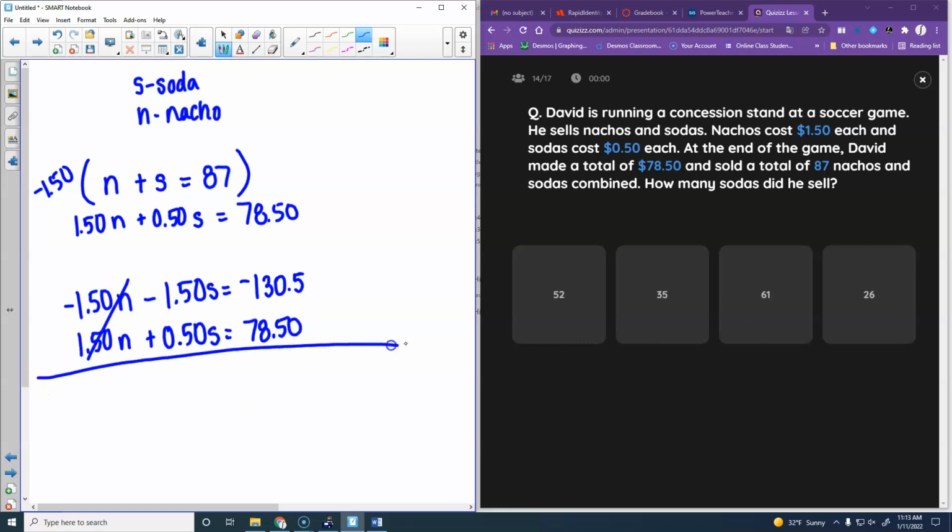So, when I add these together now, my nachos cancel. I got negative 1.5 plus 0.5. That's just going to give me negative 1S equals, and then when I do negative 130.5 plus 78.5, I'm going to get negative 52. And I'm going to divide both sides by negative 1. So S equals 52. And that's my answer because it asked for sodas. I don't have to plug back in to find nachos because it didn't ask for it here. It would have been 35 if they had asked for nachos.